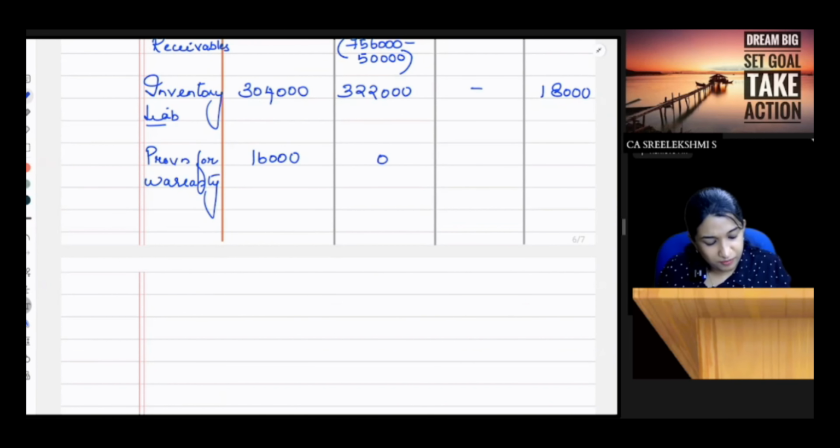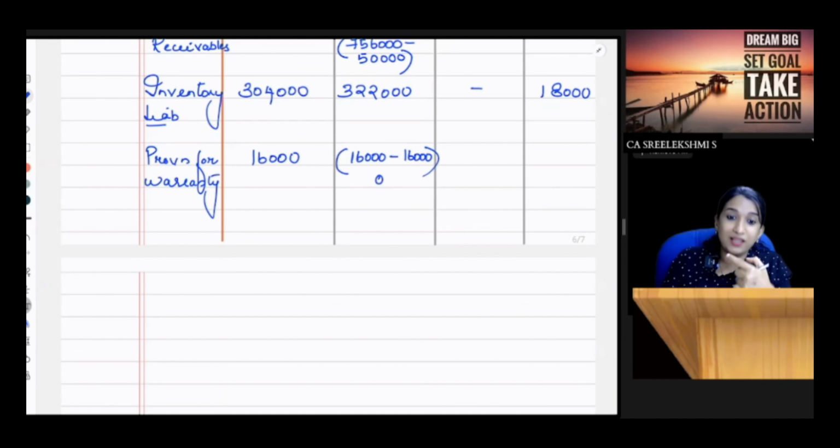Because again, carrying value minus amount deductible in future. When it becomes actual expense, it will be deductible, so 0. Carrying value of liability is more. Again, DT, deductible temporary difference. Okay.